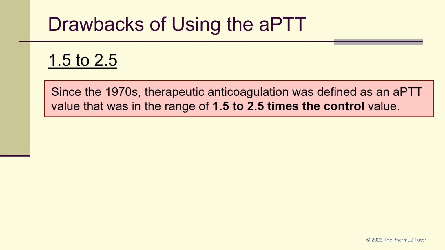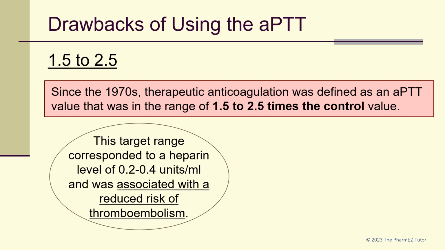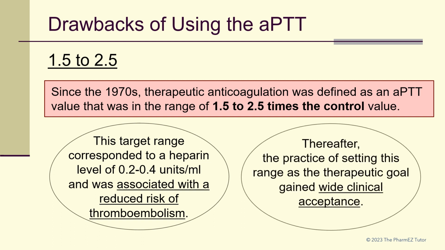Since the 1970s, therapeutic anticoagulation was defined as an aPTT value that was in the range of 1.5 to 2.5 times the control value. This target range corresponded to a heparin level of 0.2 to 0.4 units per mL and was associated with a reduced risk of thromboembolism. Thereafter, the practice of setting this range as the therapeutic goal gained wide clinical acceptance.